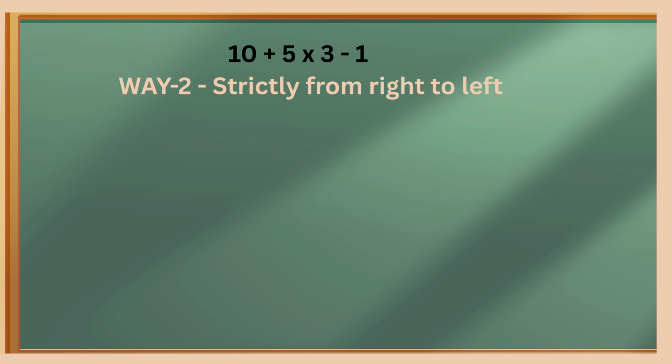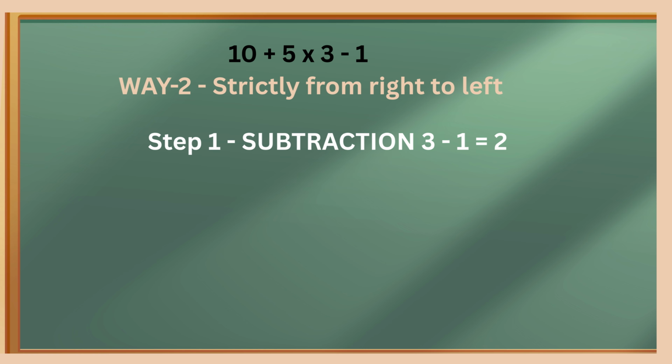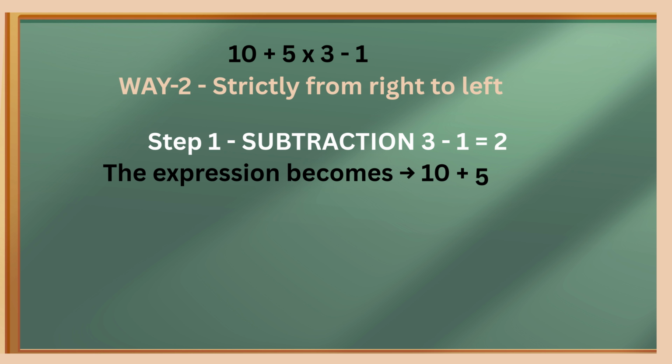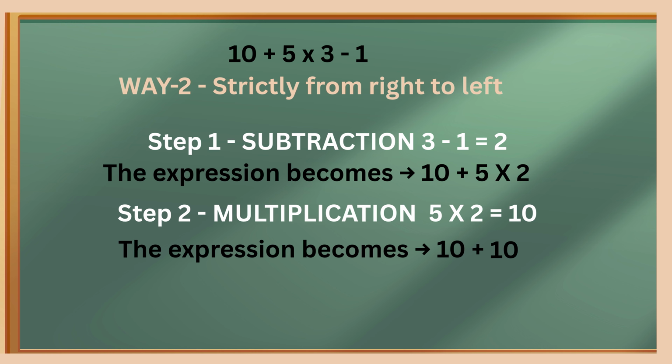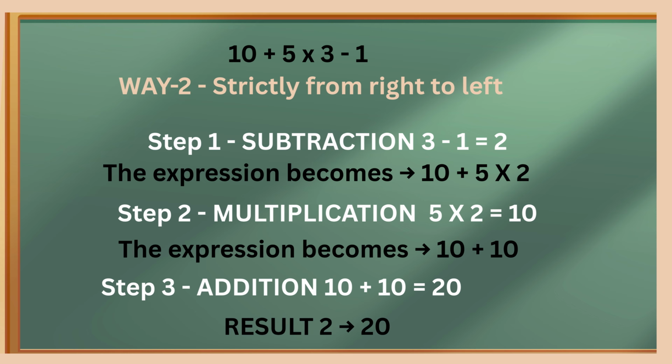Now, if you solve the expression strictly from right to left, we will do subtraction first. 3 minus 1 equals 2. So the expression becomes 10 plus 5 into 2. Then multiplication: 5 into 2 equals 10. The expression becomes 10 plus 10. And finally, we will perform addition. 10 plus 10 equals 20. So result 2 is equal to 20.